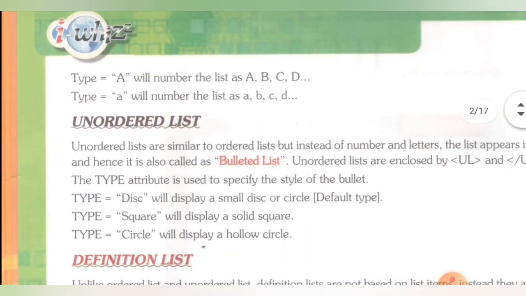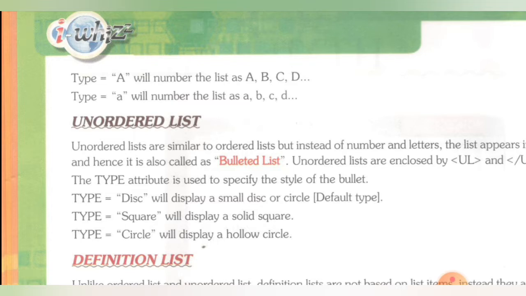Now if you want to display alphabetical letters, then you use the attribute type equal to A. It displays the alphabetical letters in capitals, and type equal to small a lists out the items using small alphabetical letters. Okay, and then unordered list.